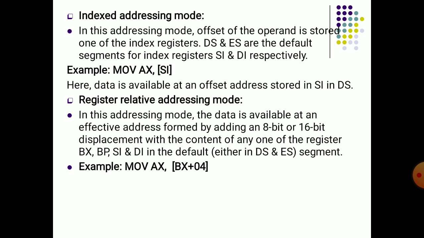Here the register is BX, plus relative, which as I told you indicates displacement. The displacement may be either 8-bit or 16-bit. Here 04 is 8-bit. So whatever address is generated from BX plus 04, the content at that address is loaded into the accumulator. That is the meaning of register relative addressing mode.